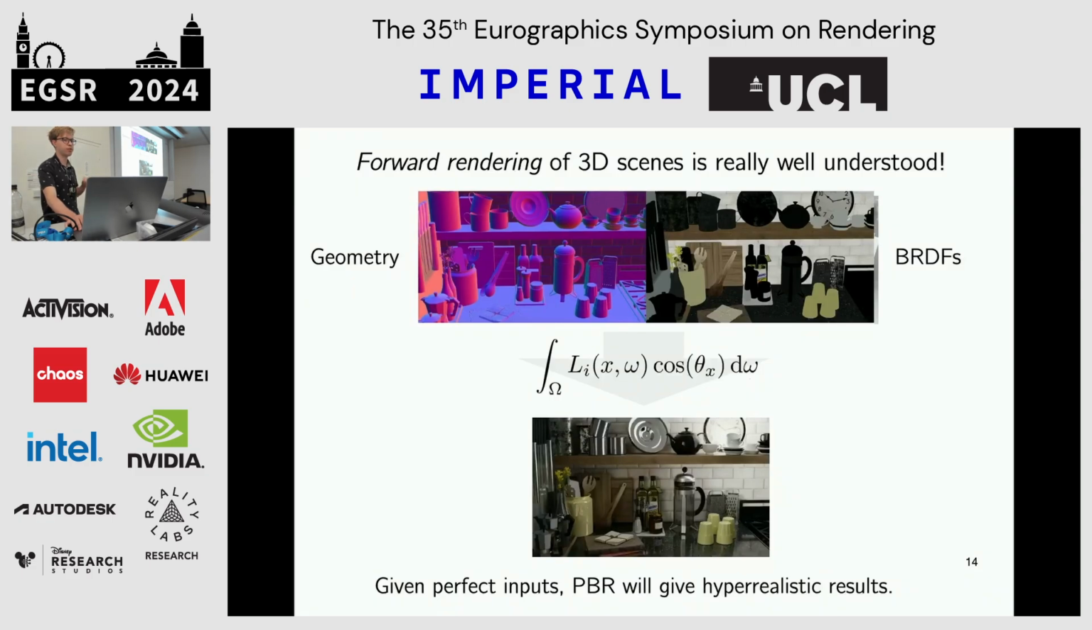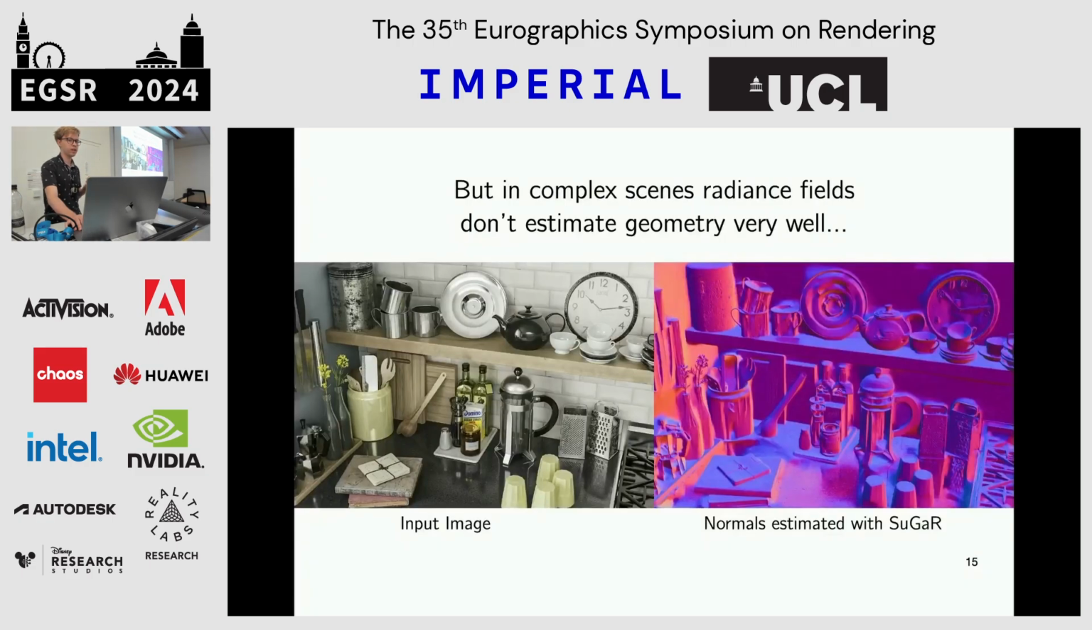But this is given perfect inputs. And with radiance field methods, we simply do not estimate the geometry very well. These are results that we got with a method called Sugar, which is explicitly designed for mesh extraction. And we can see that in this scene, which is pretty complicated. There are lots of reflective materials and many objects and occlusion, but it's still kind of a realistic scenario. We see that there are many errors in the normal maps. Any place there's a reflection, essentially there's a hole in the geometry.